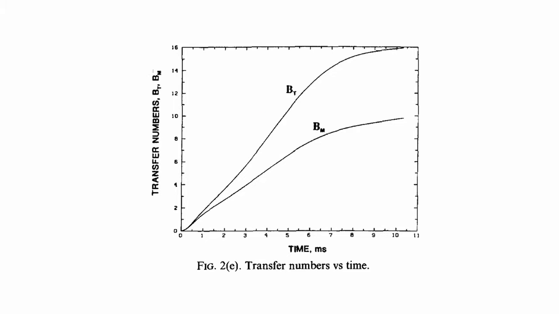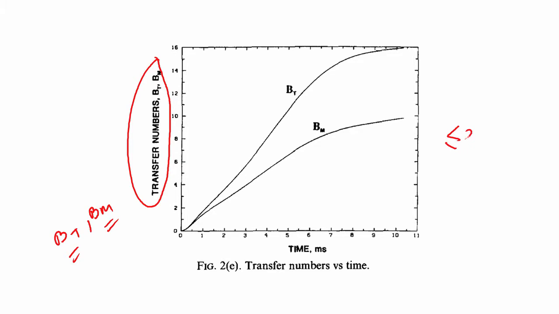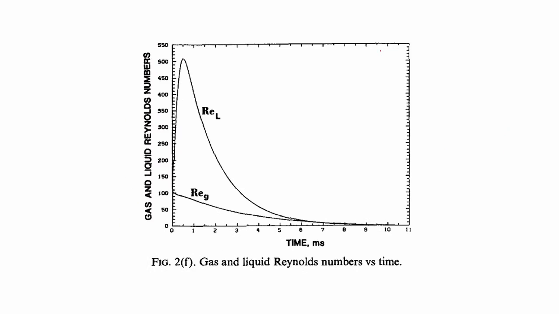Let us look at the transfer numbers now. What are the two transfer numbers we have? We have Bt and Bm, the Spalding heat transfer number and Spalding mass transfer number. Now we said that they have to be less than 20 for this model to work. You can see that both of them go up and flatten out towards the end of the cycle. Bm flattens somewhere around 8, Bt flattens somewhere around 15. So the heat and mass transfer numbers go up with time.